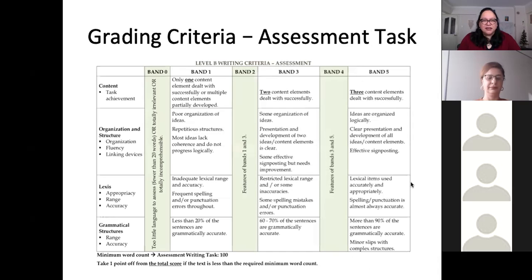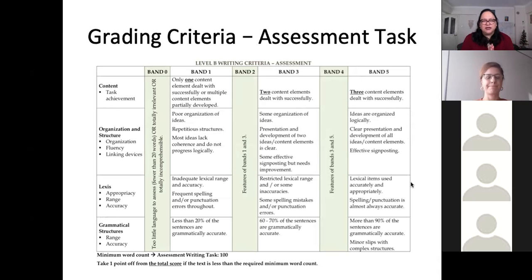All right. I think it's also important for you as writing teachers to be aware of what we're looking for in our students' writing and how it's going to be measured. So this is the rubric that we use for the assessment task. I think it's good to share this with your students and help them understand it.